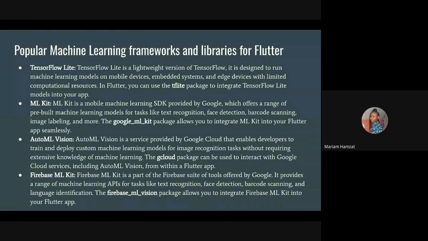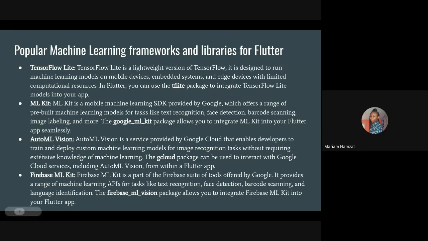Then we also have machine learning kits, that's the ML Kits. I think this is very popular because a lot of people use Google ML Kits, right? You can use it for text recognition, face detection, barcode scanning, image labeling. So if you want an app that scans barcodes, you can use ML Kits. If you want to do face detection, maybe a camera kind of thing in your app, you can also use this.